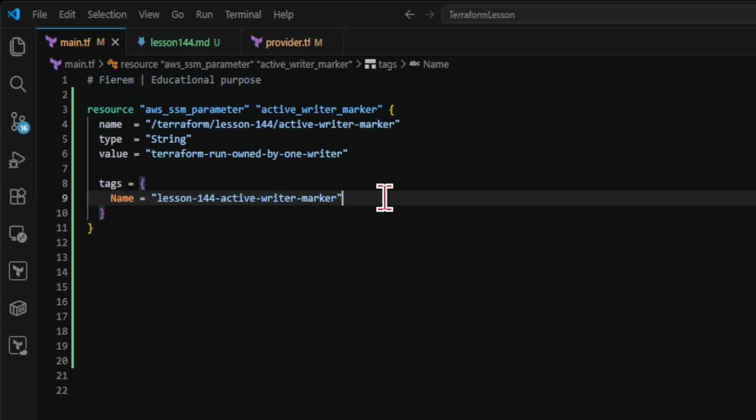A lock does not automatically mean the lock is stale. The lock may belong to a Terraform apply that is still running somewhere else. That apply may still be creating, modifying, or deleting infrastructure resources. If another engineer force unlocks the state during that operation, Terraform loses its concurrency protection.